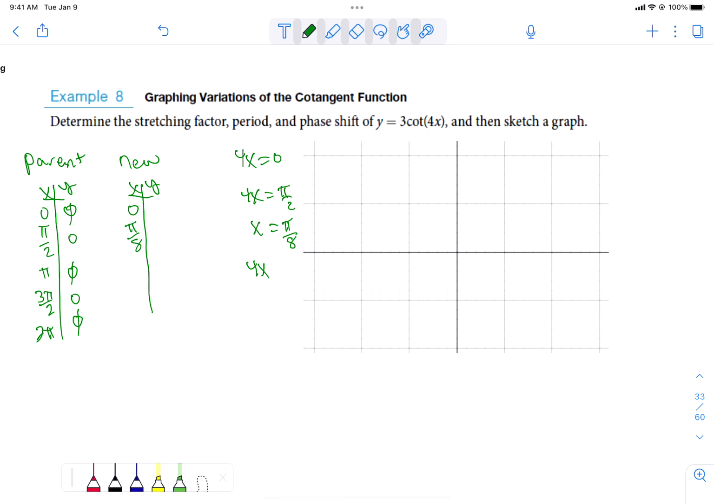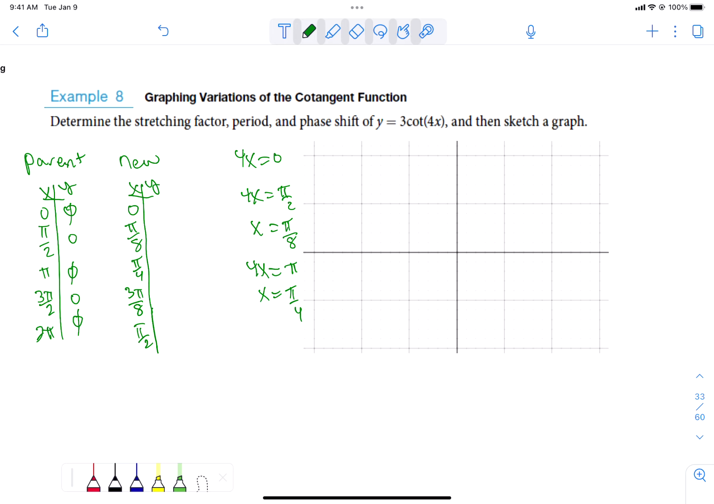Where does 4x equal pi? Well, the 4 is going to cross over. That's going to be pi over 4. And think about the distance between 0 and pi over 8 is pi over 8. We're counting by pi over 8s. So the next one's going to be 3 pi over 8. And the last one is going to be 2 pi over 4, which is pi over 2.